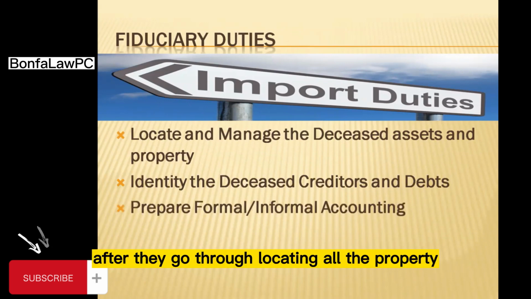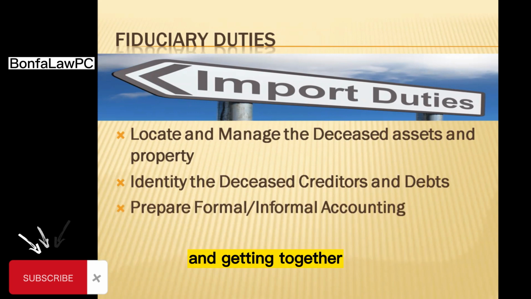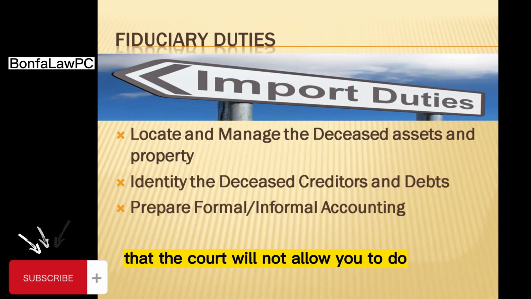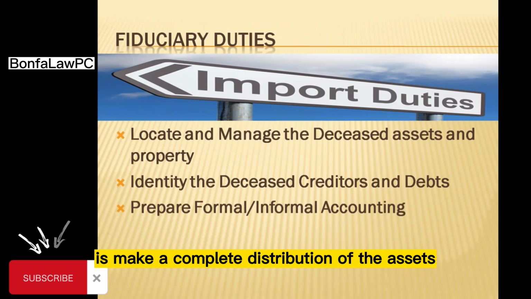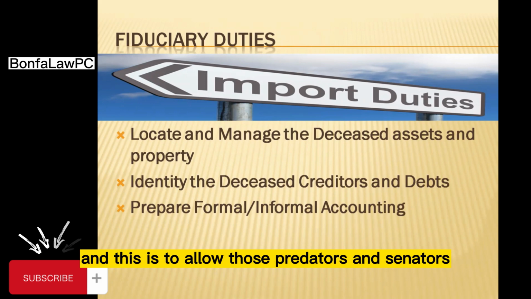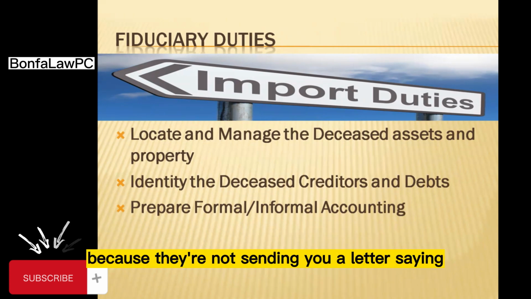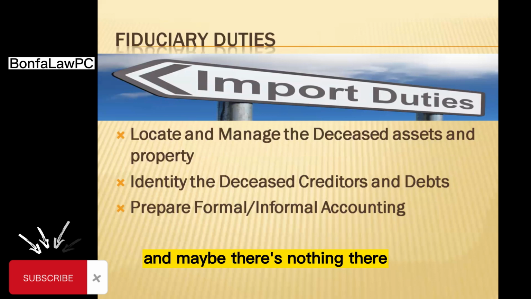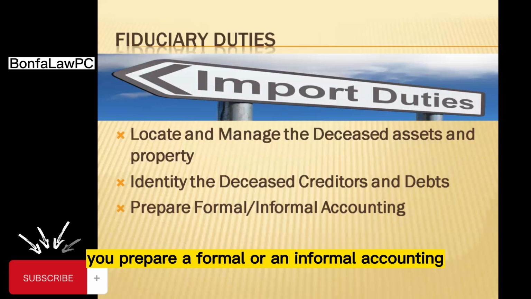After they go through locating all the property and identifying the creditors and the debts, then they have to prepare a formal or an informal accounting. One of the things that the court will not allow you to do is make a complete distribution of the assets for 9 months after the appointment of the fiduciary. And this is to allow those creditors and debtors to show up, because if they're not sending you a letter saying, hey, you owe me money, in 9 months, then maybe there's nothing there.